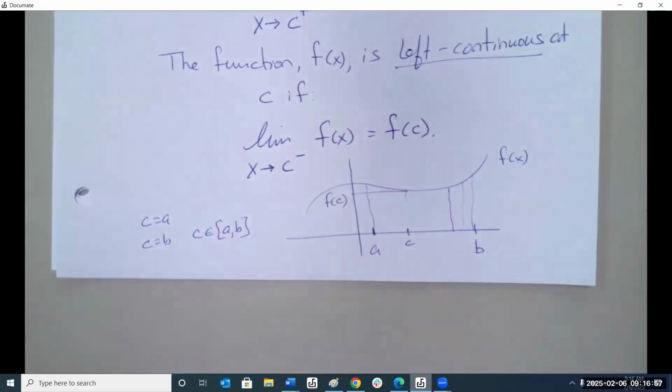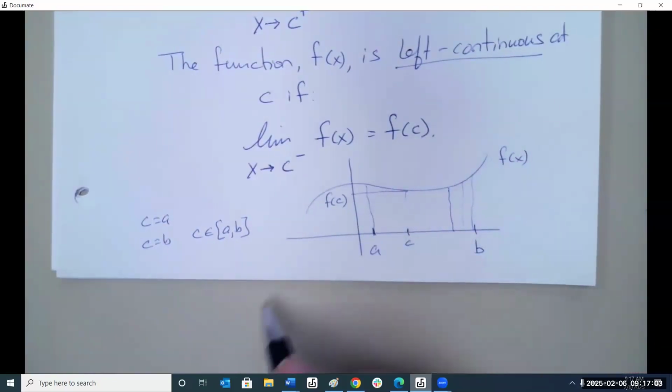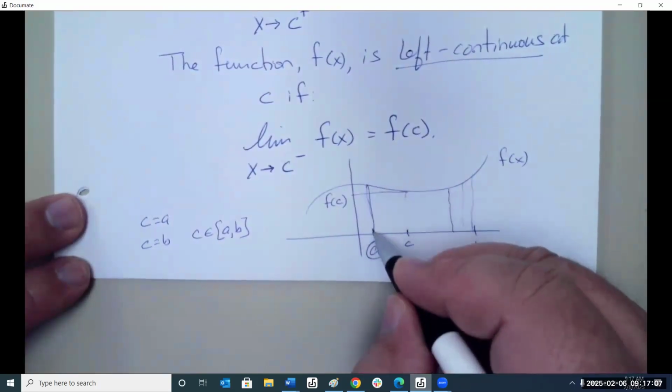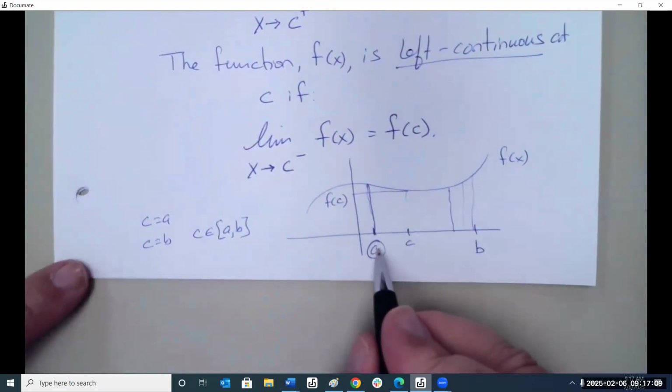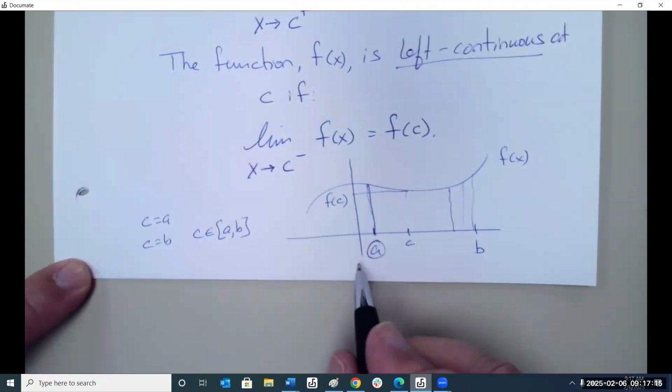In other words, if the limit exists, we have to check it from both sides. Is it right continuous? Yes. Is it left continuous? Yes. And at the endpoints, if C is equal to A, how can we test if it's continuous there? How do we test it if it's at an endpoint?